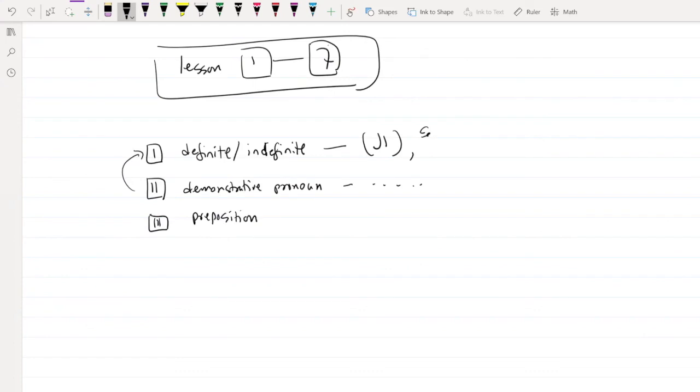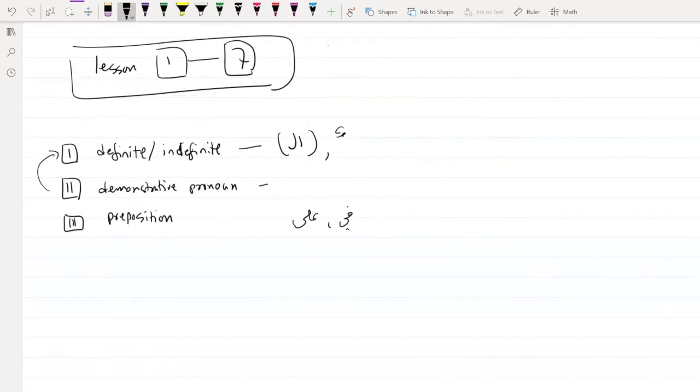And so far I believe we know 5 of them. You have fi, you have ala. What else? Maybe I should write it down. Writing on the screen, subhanallah, guys. Hadihi, dhalika. That's it. These are the only 4 we know, right?